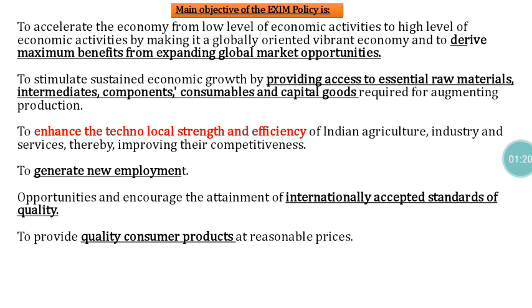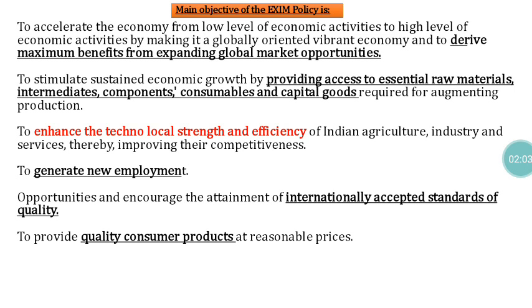In order to achieve this first objective, we are going to provide access to all sorts of raw materials, intermediate materials, components, consumables and capital goods that are needed for the production of consumer oriented products with internationally acceptable quality. If we are able to produce internationally acceptable quality products, we can go for export of that material. By exporting that material, we can earn more money also.